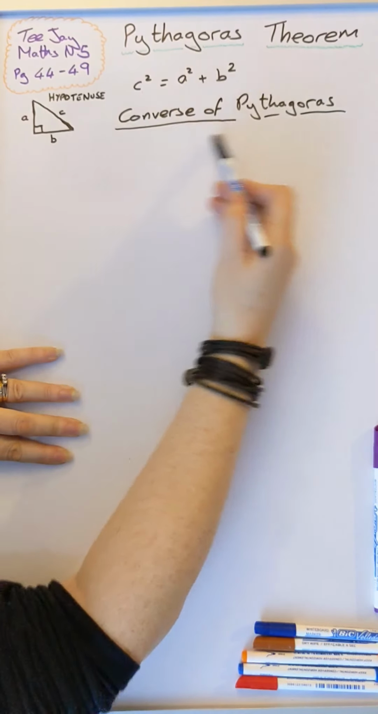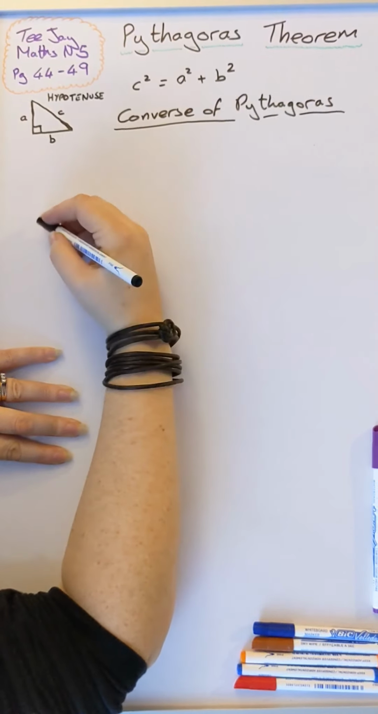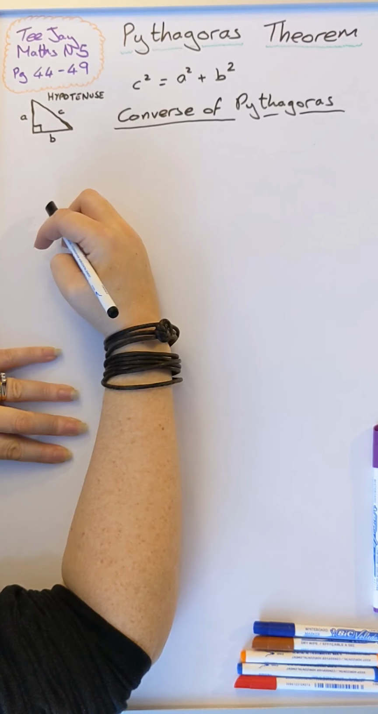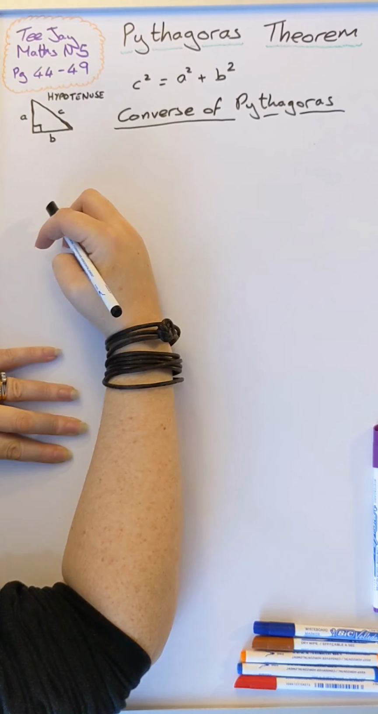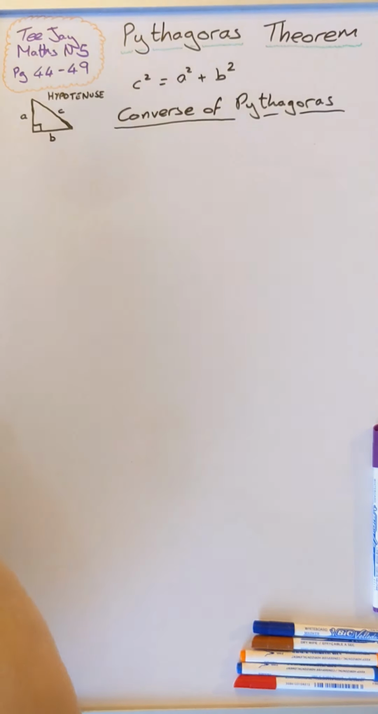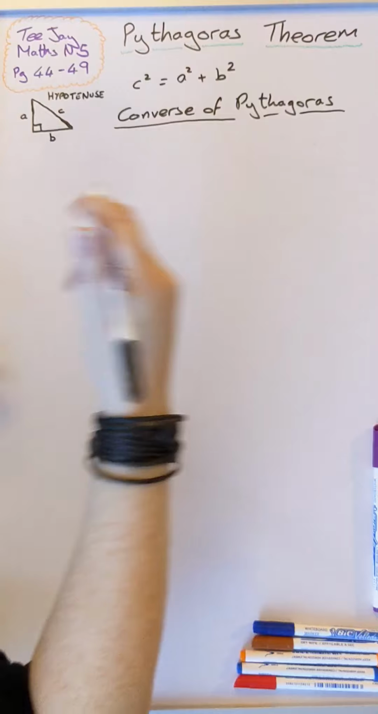So today we're looking at the converse of Pythagoras Theorem, and that is proving that a triangle is right-angled, proving that we have a right angle. Now this is very useful in industry, technology, engineering, carpentry, building, anything that requires a perfect right angle. So we're going to start with the very basics.